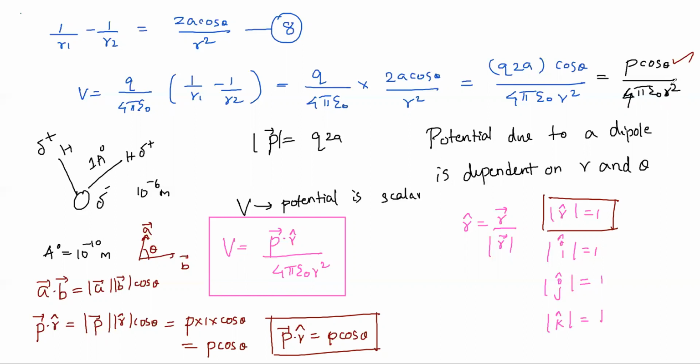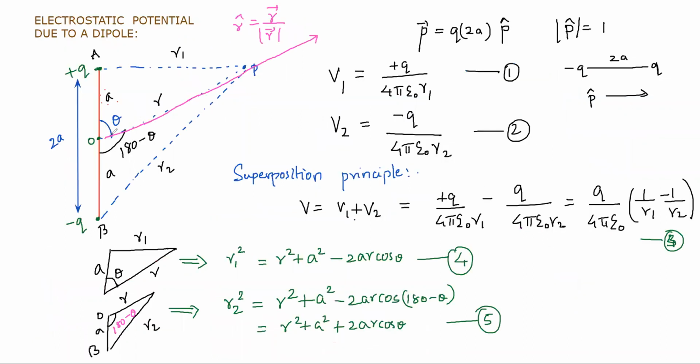Now analyze this situation, analyze our problem. What is this P vector? It's the dipole moment direction. What is R cap? It's a unit vector along this pink color line, the R cap direction.